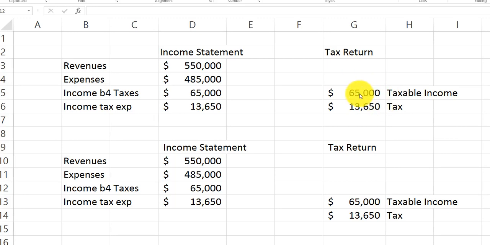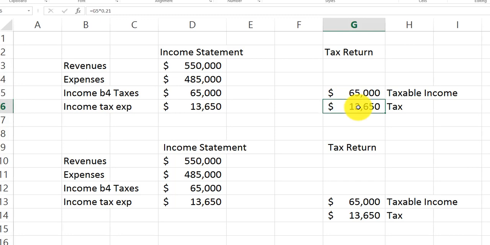income is exactly the same, meaning there is no difference in the timing of the revenues or expenses. Every expense on the income statement is deductible on the tax return, and all the revenue is taxable. Everything is the same, so the taxable income will be the same as our income before taxes. Now that's almost never going to happen, but for our purposes, we're going to make it that way. And so if that were the case, on the tax return we would have taxable income of $65,000.